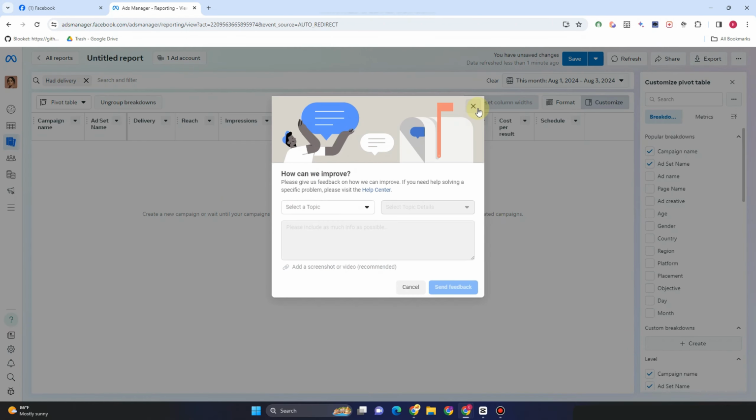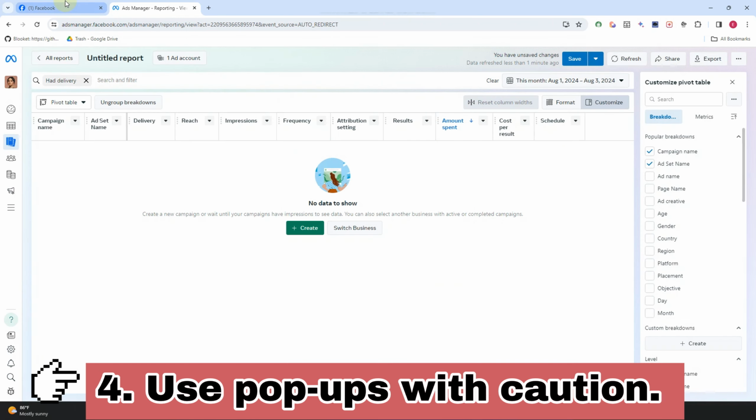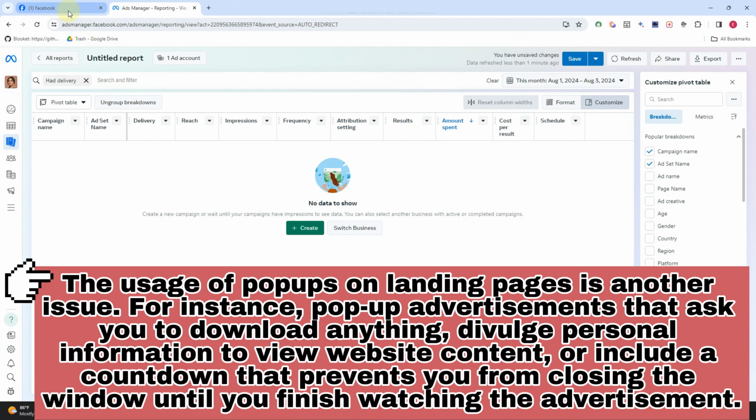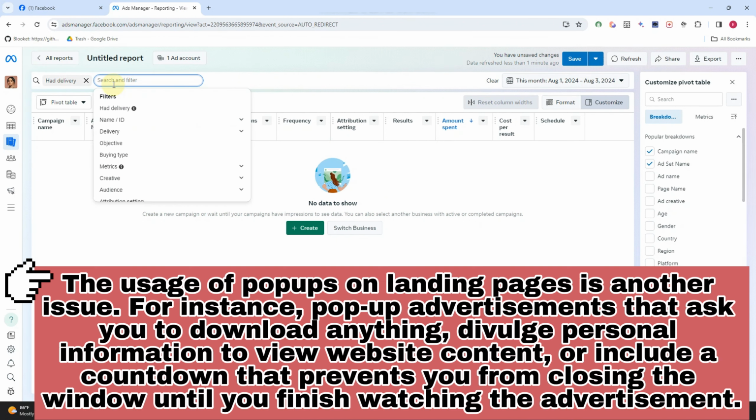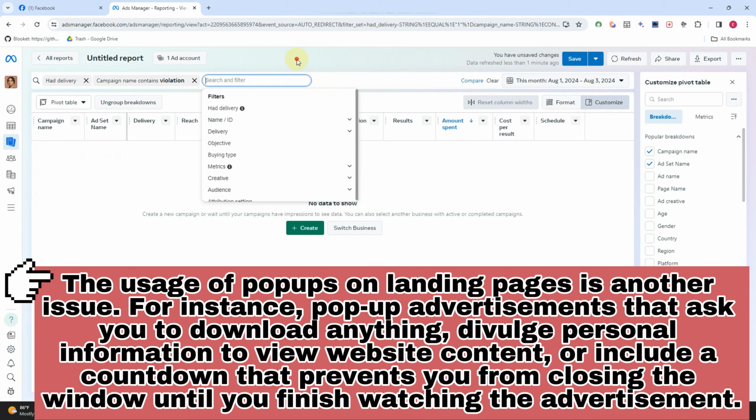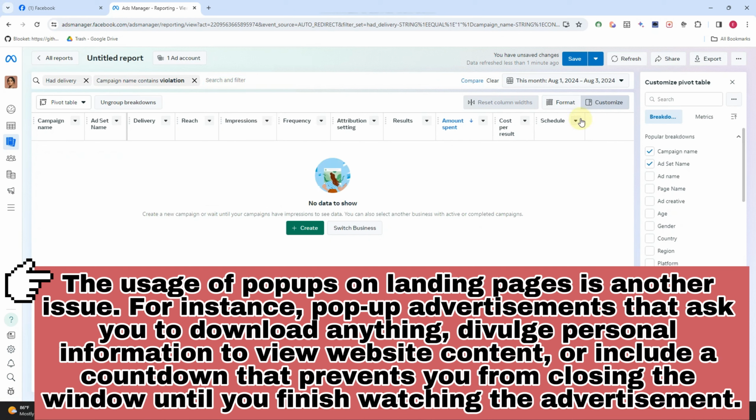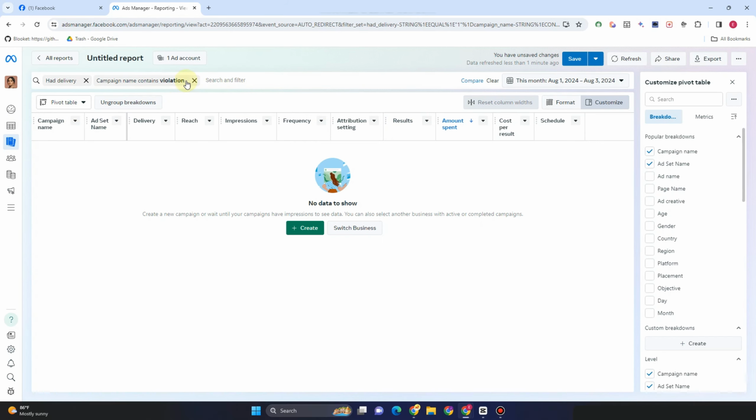Then, number four, be careful with pop ups. The usage of pop ups on landing pages is another issue. For instance, pop up advertisements that ask you to download anything or enter personal information to view the website or content, or include a countdown that prevents you from closing the window until you finish watching the advertisement.